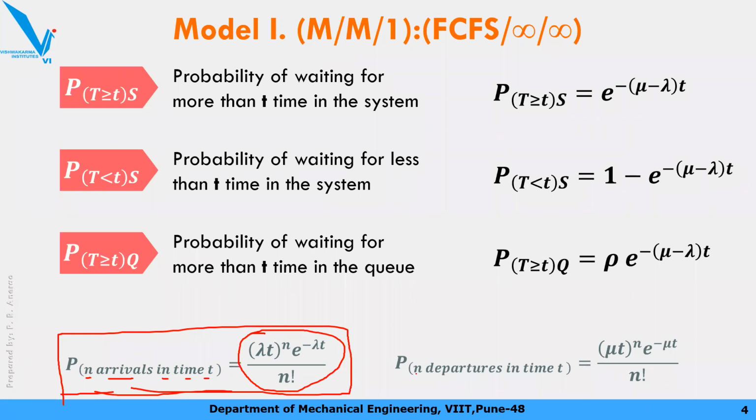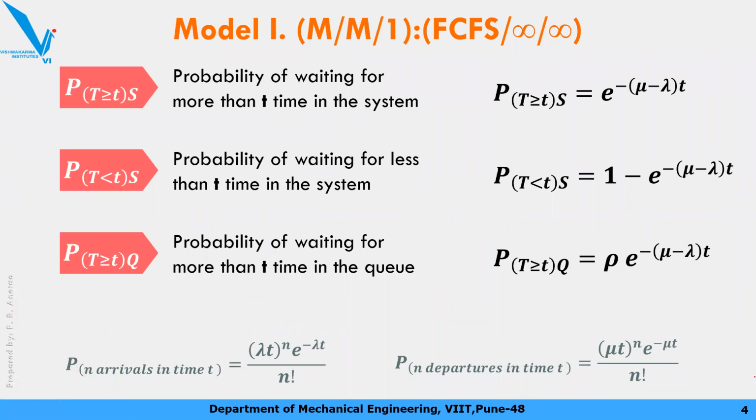Similarly, you can calculate the number of departures in time t. So this was arrival and this is the departure rate. So the probability of n departures in time t, you just need to remember this formula. Replace lambda by mu, you will get this formula. So take a screenshot of this slide also, keep it ready for your reference.